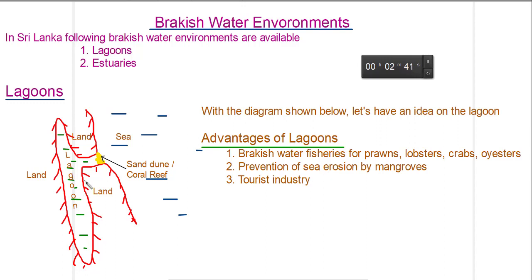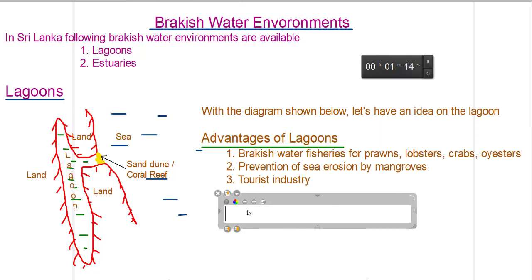And sea erosion is prevented, because the sea is not directly coming there, and because mangroves, trees with stilt roots, respiratory roots, which we have studied, are there. This is a narrow area, and this area also has mangroves. In that case, erosion is not happening. And the tourist industry, tourists also like boat tours and fisheries in these areas. As examples, we can get the Batticaloa and the Negombo Lagoon.